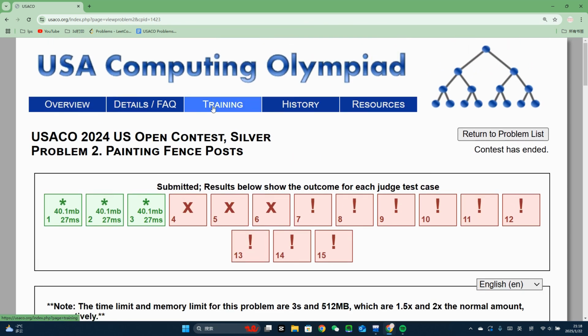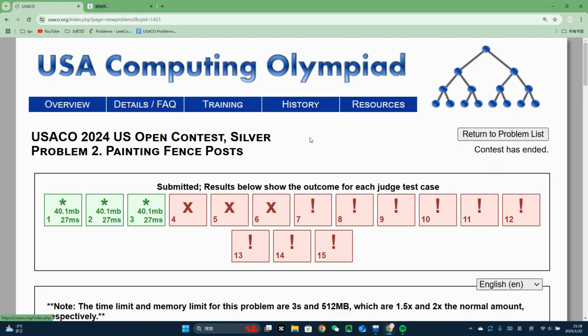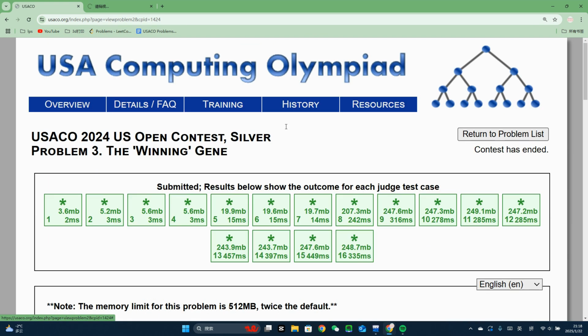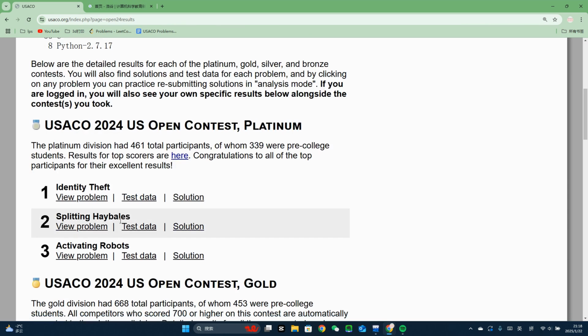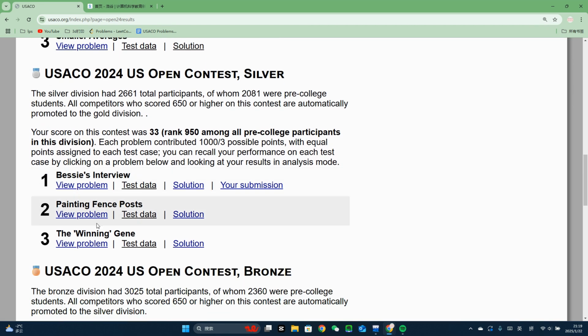And since I kind of like to keep my streak going on Luogu, I decided to submit a problem that I forgot to submit before, and it's from the same contest, The Winning Gene. The reason I feel like I should have done this problem is because I have every single problem I think up to 2020 of silver. I think I have every single problem done, except for this one because it's way too difficult. I might be missing one or two other problems, but other than that, I think I have most of them done.